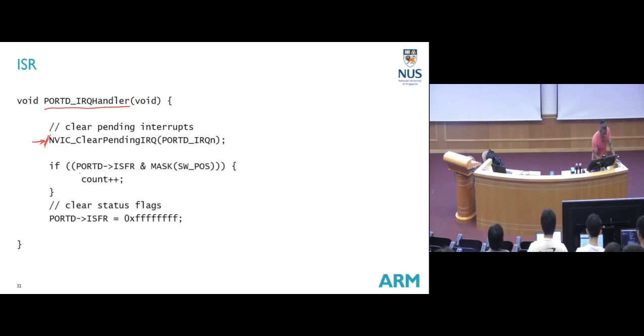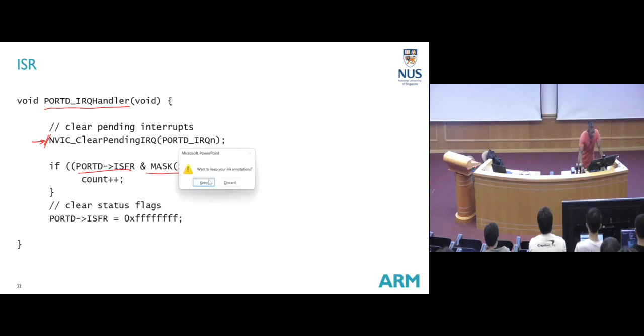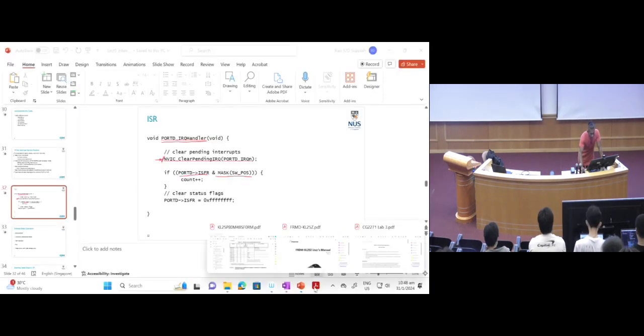Next, I want to check the port D ISFR with a mask. So what is the port D ISFR and the mask switch position? This ISFR flag is a status flag register tied to each port that tells me whether each particular pin is triggered or not. Let me show you over here.